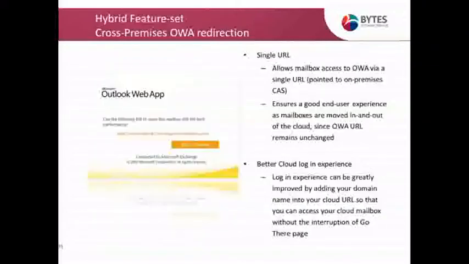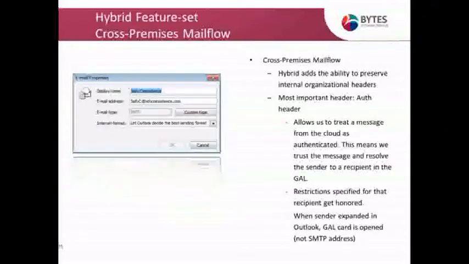Cross-premises mailbox search again allows us to select multiple mailboxes both on-prem and in the cloud, and you can search across all of those mailboxes. There's your Outlook redirect. If the users type their normal OWA address, they'll get this pop-up. They can click on that and put it into their favorites, but there is an option now to set a registry entry so that you can suppress that pop-up and it will just automatically redirect them to that address.